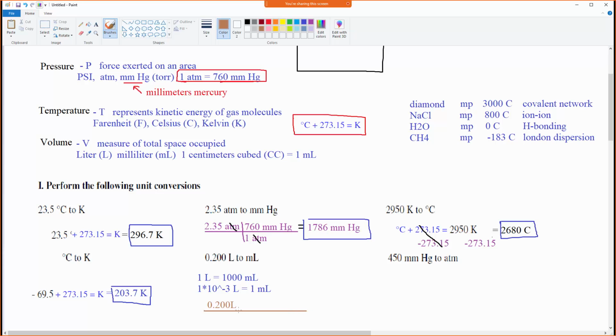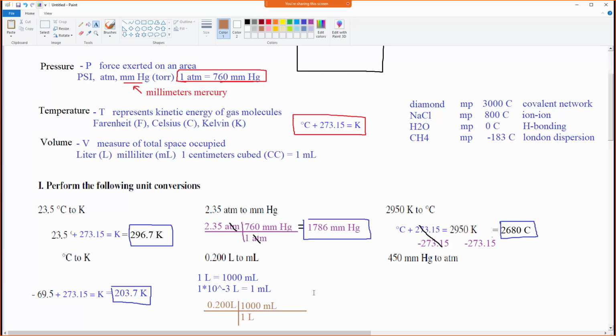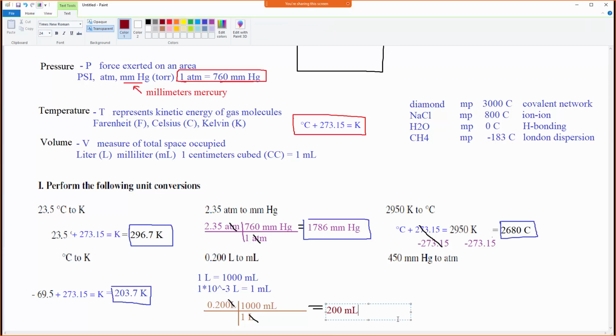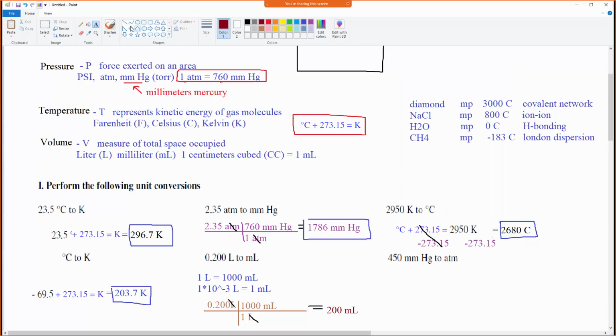we're just going to do dimensional analysis using those conversion factors that you've memorized. Cannot forget them. We'll see there's 1,000 milliliters in 1 liter. Liters cancel, and we're left with 200 milliliters. And I can plug this in here: 0.2 times 1,000 is 200. Guys, remember how to do that?